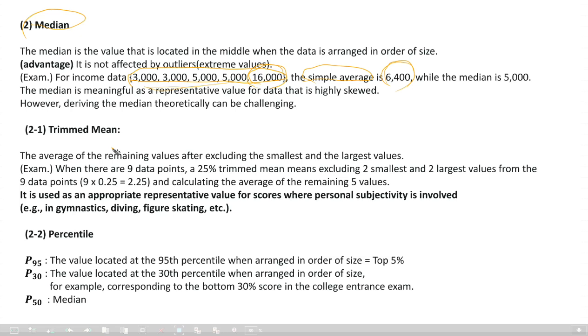So what will be the effective representative value for this sample? This depends. You may decide which one is better. The median is meaningful as a representative value for data that is highly skewed. I'm going to explain skewness later. However, deriving the median theoretically can be challenging. It is pretty hard to handle the median in theory. That's why we don't see the median often.